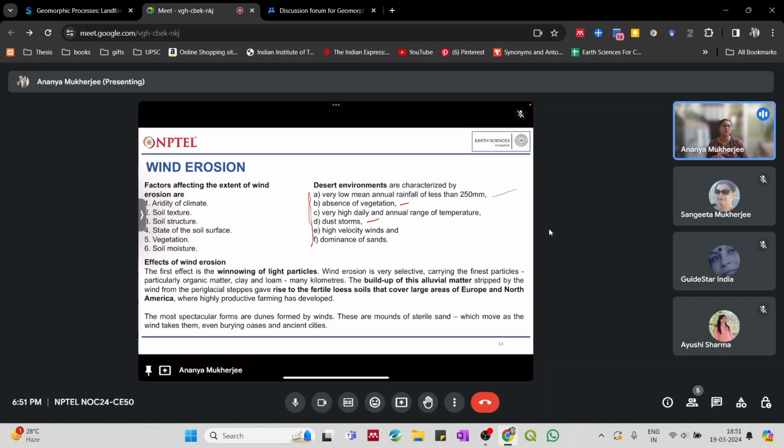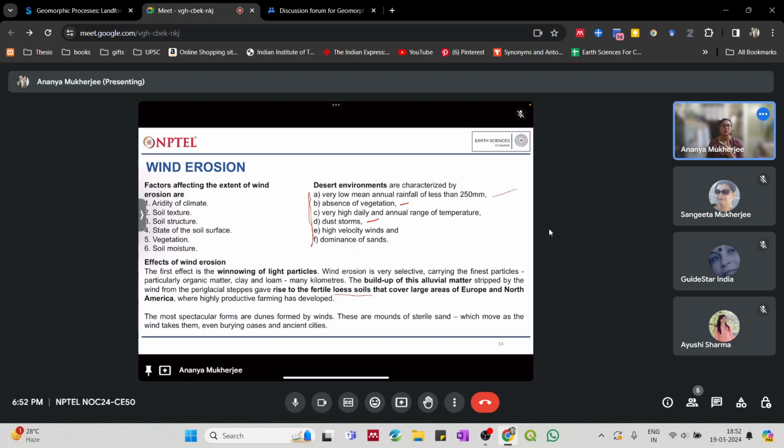This alluvial matter is then deposited in another area, and if the span of this alluvial matter is much larger in nature, then it can form loess. Loess soils are very fertile, and it is due to this phenomenon where the wind carries all the organic matter and clay from one place to another place.